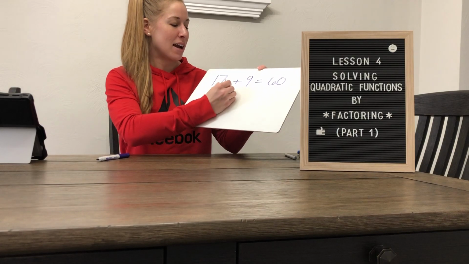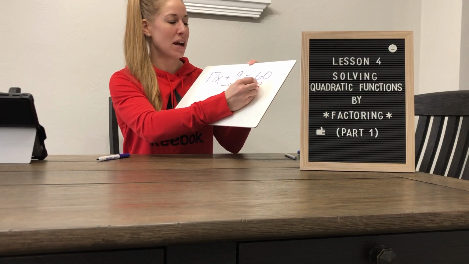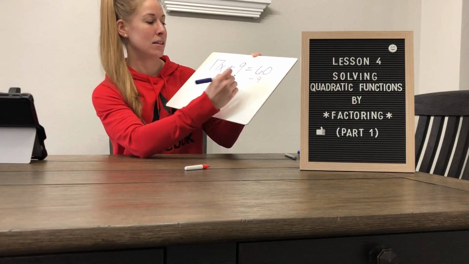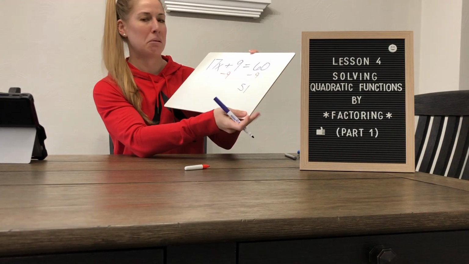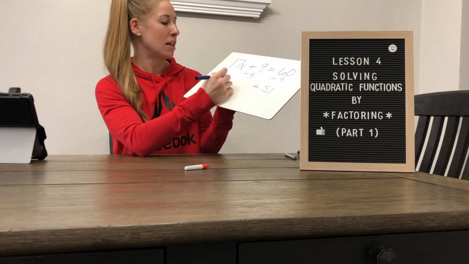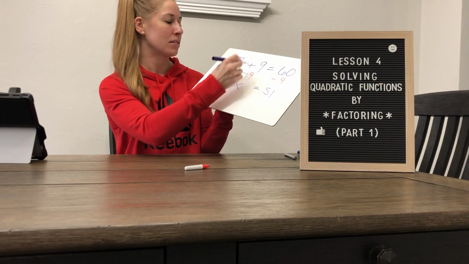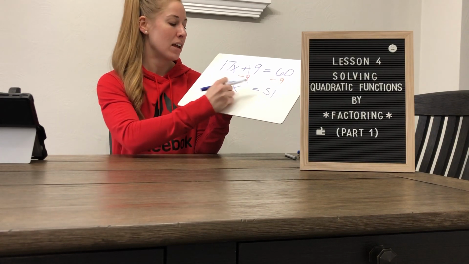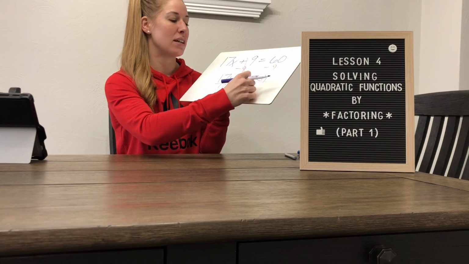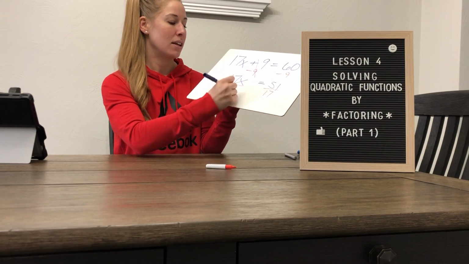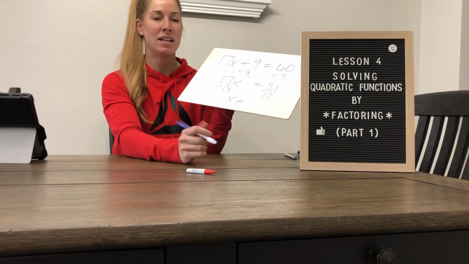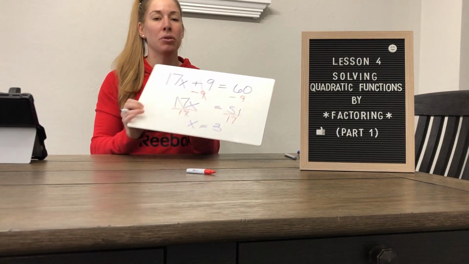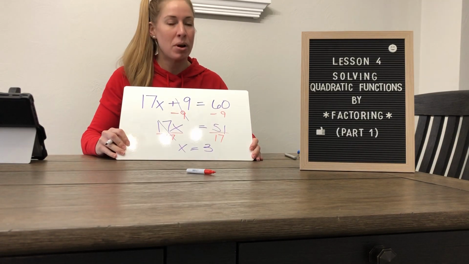Hopefully you said subtract 9. So you would subtract 9 from both sides. And then 60 minus 9 is 51. Ooh, that was ugly. And then you're left with 17x on the right side. And so then it's 17 times x. So to undo that, divide by 17 on both sides. And 51 divided by 17 is 3. So really there was only one way to solve for x in this problem.